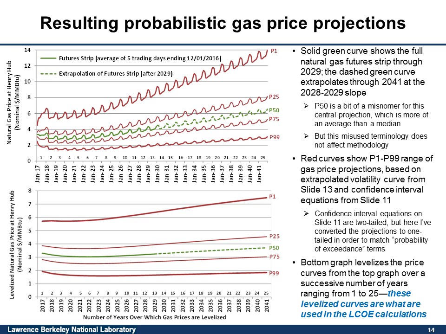The bottom graph on this slide levelizes the price curves from the top graph over the relevant number of years. So for example, at year 9, the bottom graph simply levelizes the first 9 years of prices from the top graph over a 9-year period. While at year 16, the bottom graph levelizes the first 16 years of prices from the top graph over a 16-year period, and so on. And it is these levelized prices that are shown in the bottom graph that will be fed into the LCOE calculations.